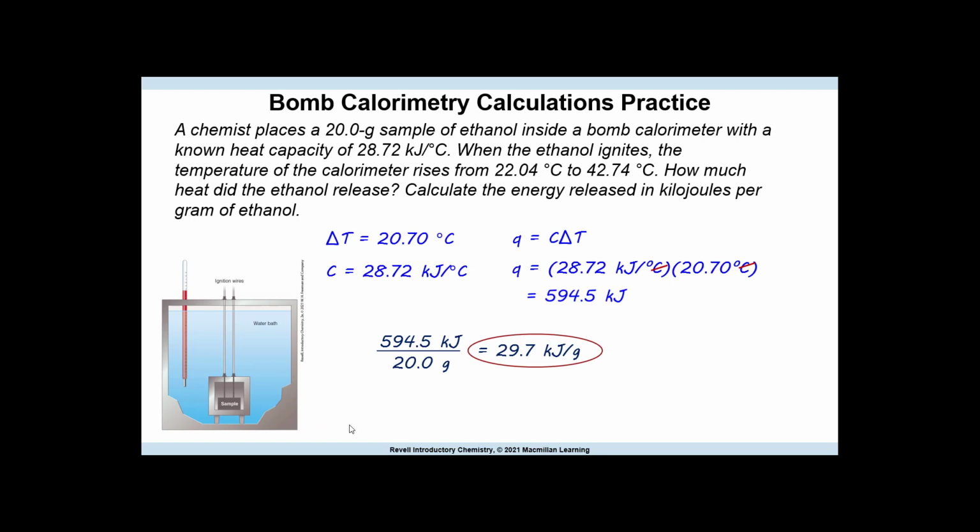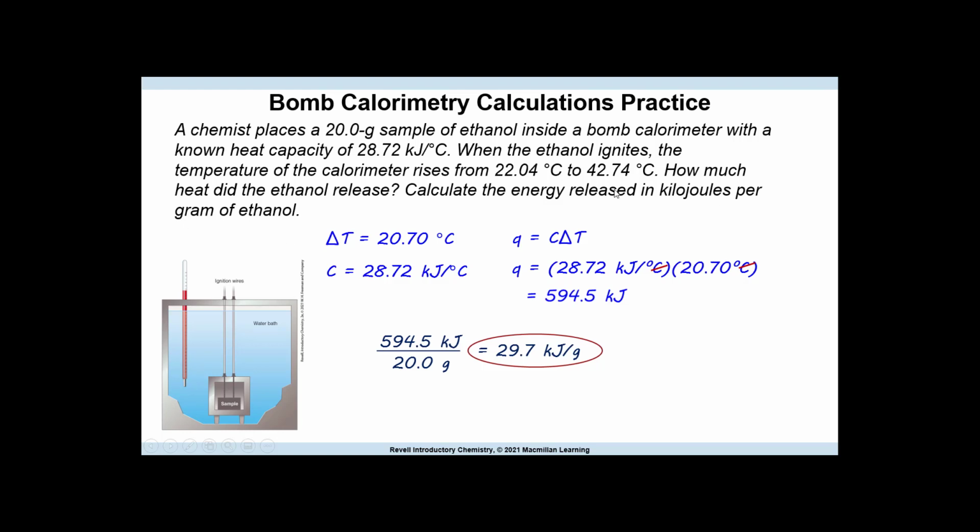The following example illustrates this idea. A chemist places a 20-gram sample of ethanol inside a bomb calorimeter with a known heat capacity of 28.72 kilojoules per degree Celsius. When ethanol ignites, the temperature of the calorimeter rises from 22.04 degrees Celsius to 42.74 degrees Celsius. How much heat did the ethanol release? Calculate the energy released in kilojoules per gram of ethanol. So it's telling you what the units are. So this is Q over the mass.